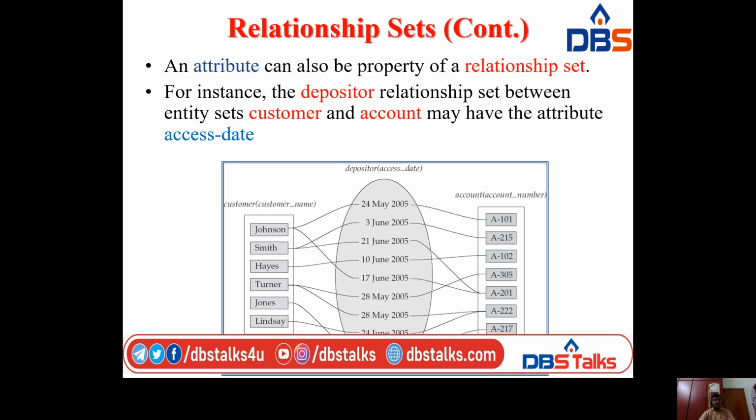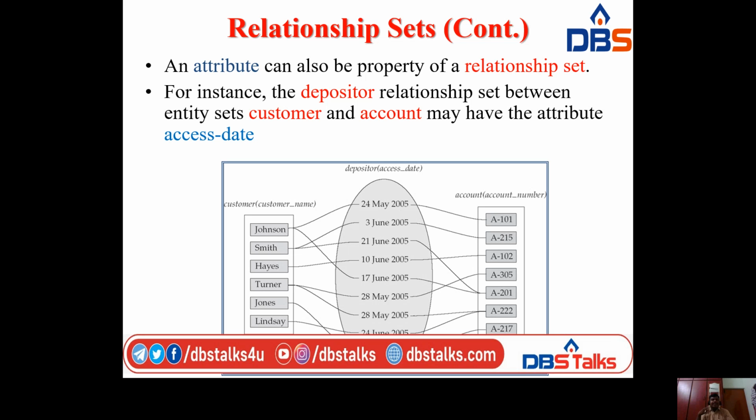Now coming to the relationships continuation. An attribute can also be a property of a relationship set. Here also we are taking some attribute that is the actual property of the relationship. For instance, the depositor relationship set between entity sets customer and account may have the attribute access date. At what time they accessed, or created a loan or access to the loan. Now here the relationship is there. A particular customer created a loan or accessed the loan on a particular date.